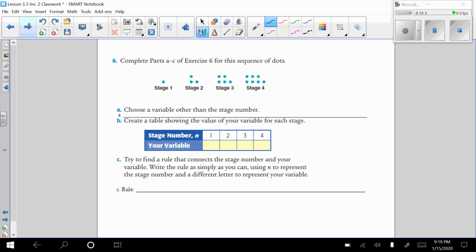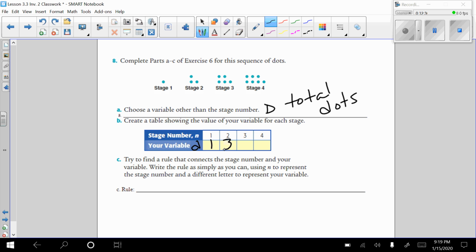Now we have some dots. Choose a variable. Well, I'm going to choose D, and it's going to represent the total dots. Remember, I have to justify what it is. So I'm going to choose a variable D, and it's going to represent the total number of dots. So in stage 1, how many dots do I have? I have 1. In stage 2, I have 3.